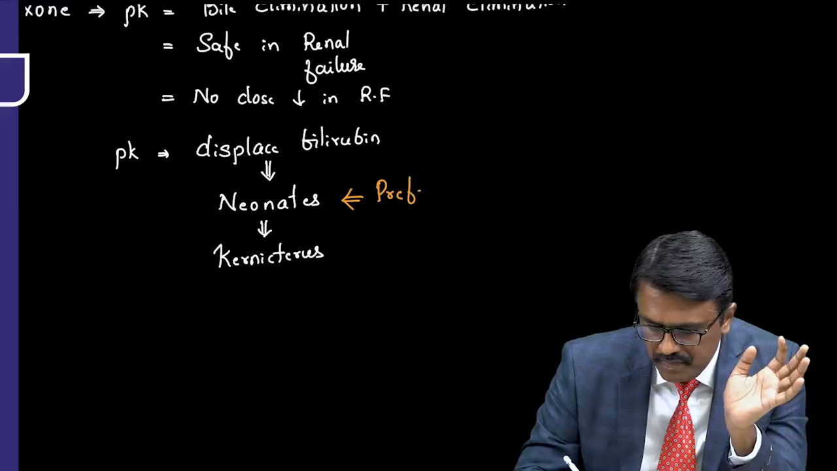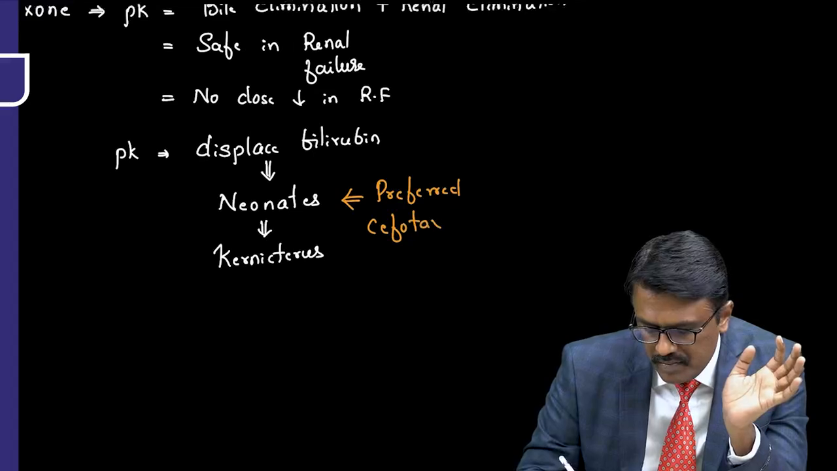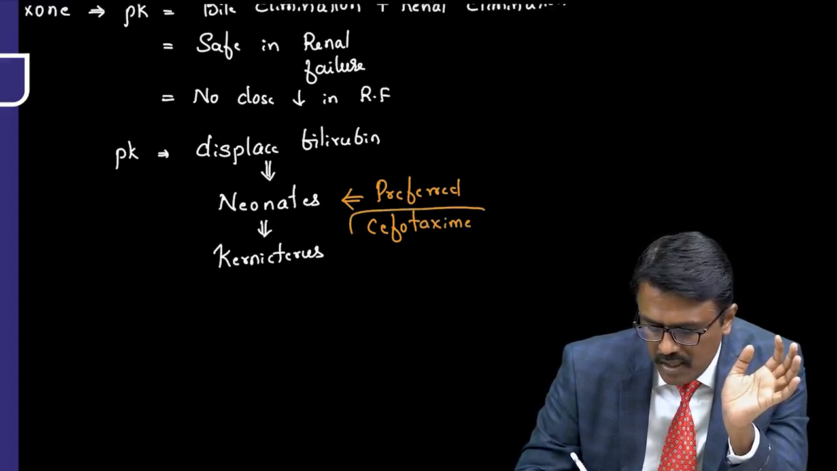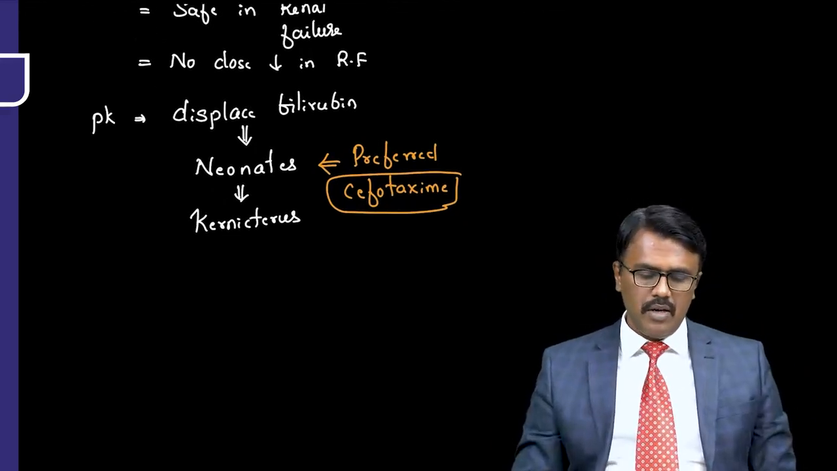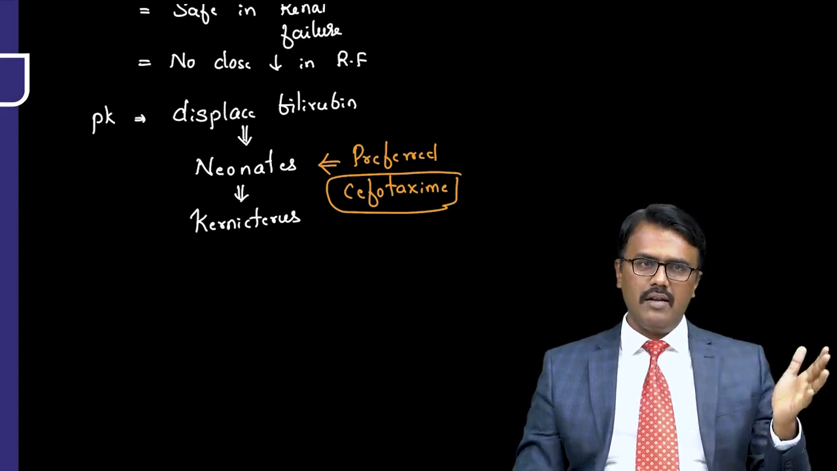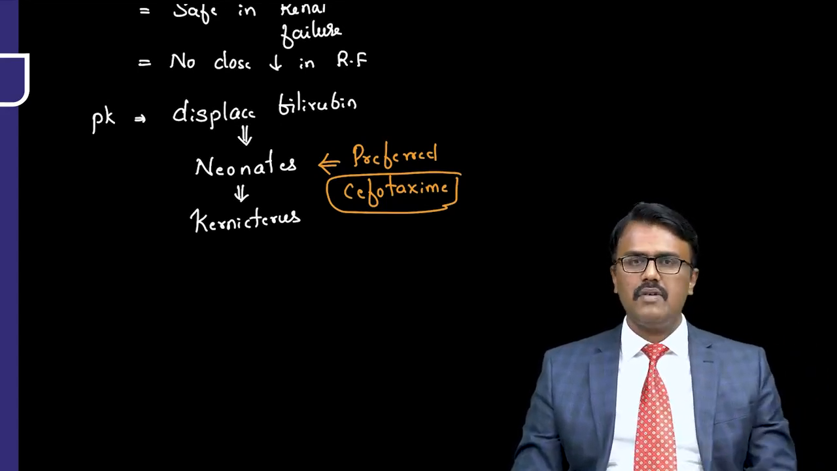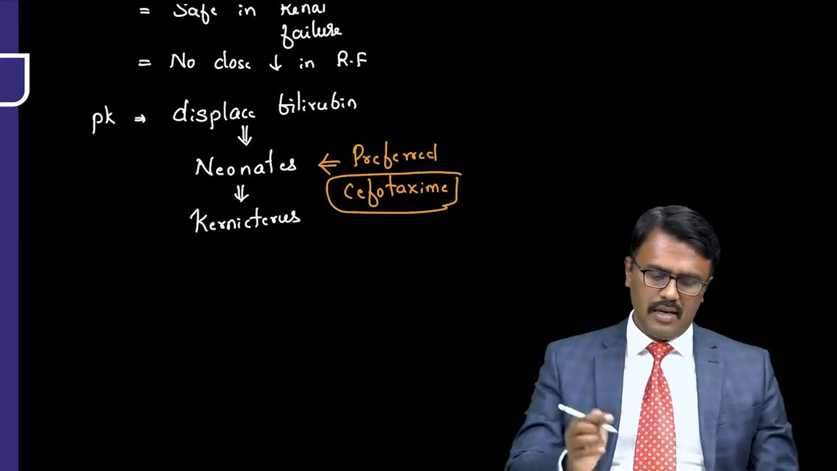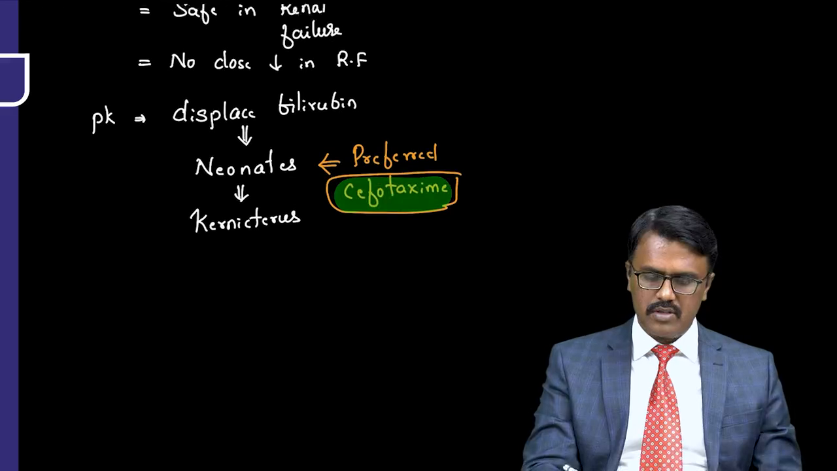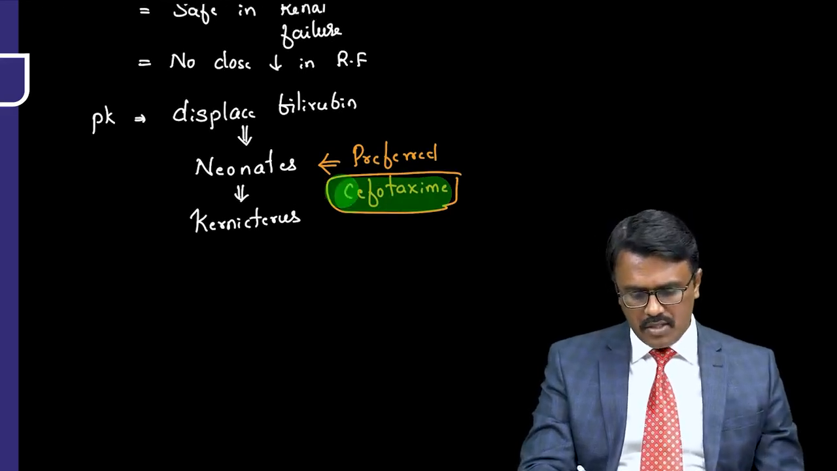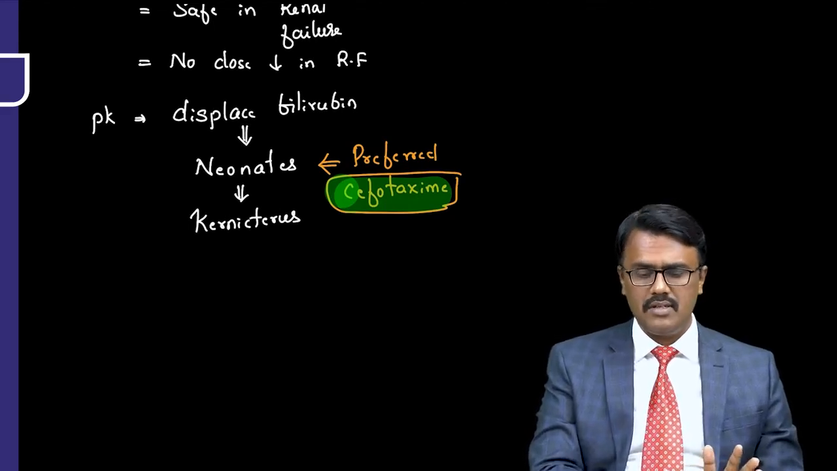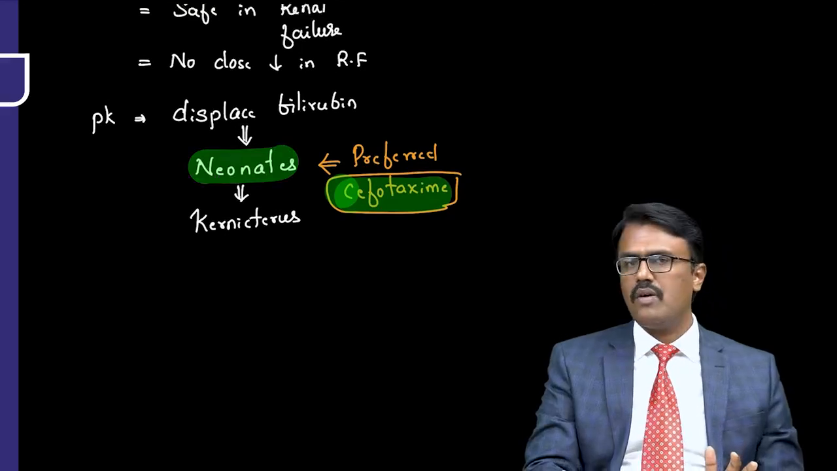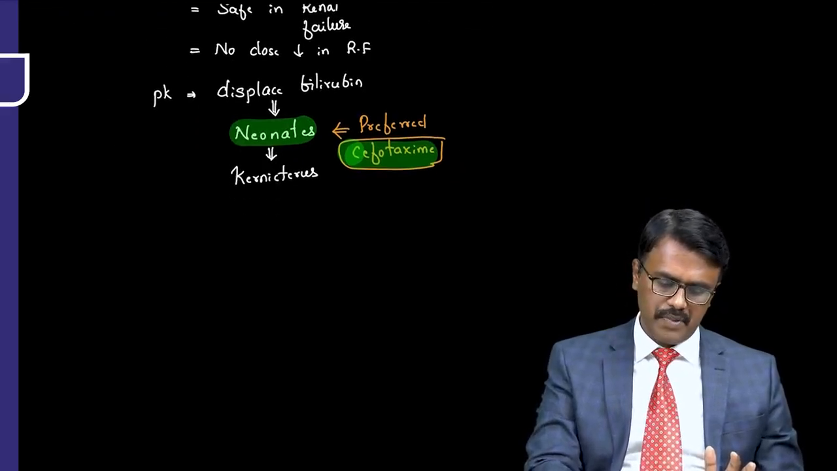Preferred one is cefotaxime. Now remember, cefotaxime and ceftriaxone are brothers. They have the same features. But ceftriaxone is longer acting, that's the advantage. Cefotaxime is shorter acting. Otherwise, cefotaxime is also a very good drug. You may ask, sir, will cefotaxime displace bilirubin? No. Only ceftriaxone does that, that too in neonates. So these are the special points.